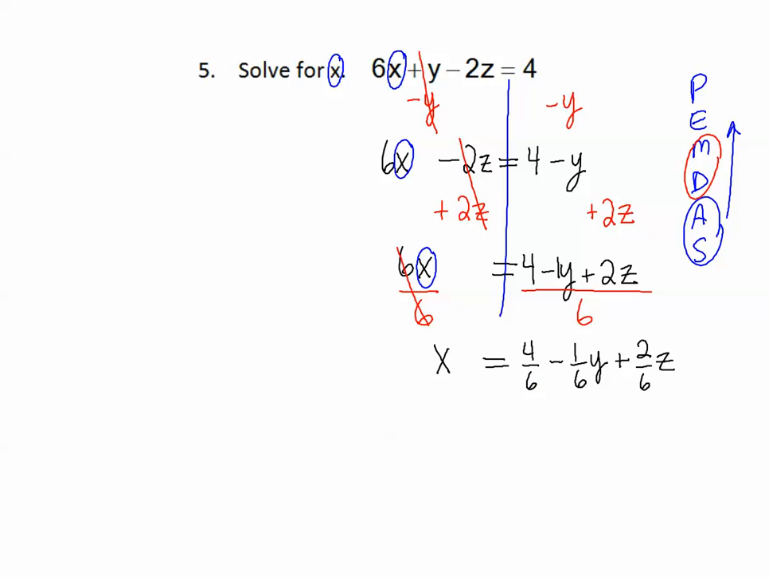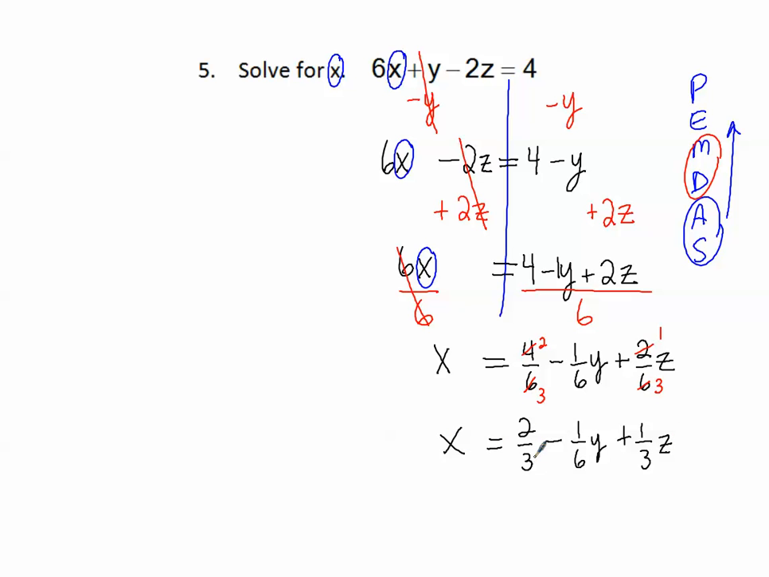4/6 simplifies. 4 divided by 2 is 2. 6 divided by 2 is 3. 2 divides into both of those. So I can write this as 2/3. This does not simplify. And this one does simplify. 2 divided by 2 is 1. 6 divided by 2 is 3. I can write this one as plus 1/3 z.